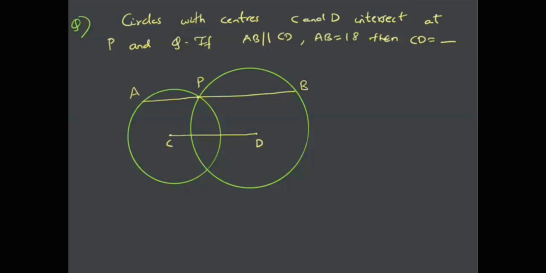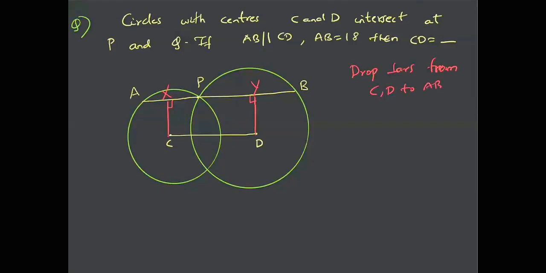Yes, so let us discuss this one. AB is given parallel to CD, and C and D are the centers of these two circles, and these intersect at point P. What I'm doing is dropping perpendiculars from C and from D. Let us say this point is X and this point is Y. So drop perpendiculars from C, D to AB, right?